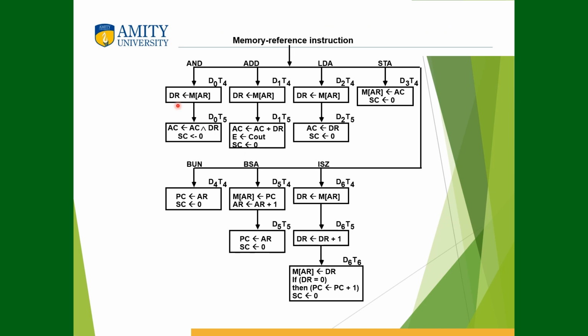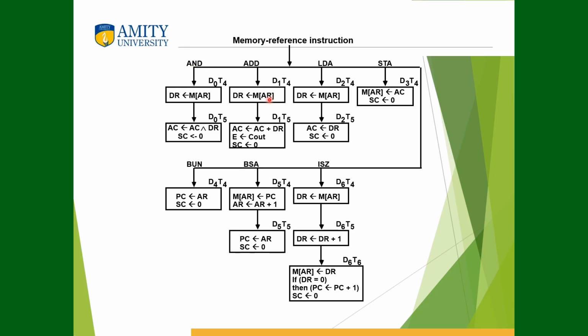This is a flow diagram for different operations from D0 all the way to D6. Here D4, D5, D6, D0, D1, D2, D3, and these operations are performed in the following steps. Each block represents a clock cycle. So for AND we need 2 clock cycles. First memory is transferred to DR, and then we have ANDing in the accumulator through the accumulator logic, and then the sequence counter is set to 0. Thus at clock timing T5 we have completed the ANDing.